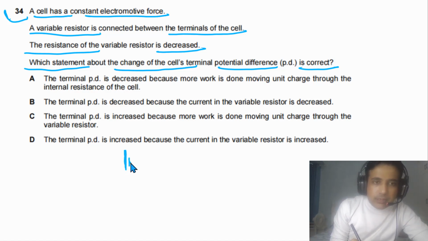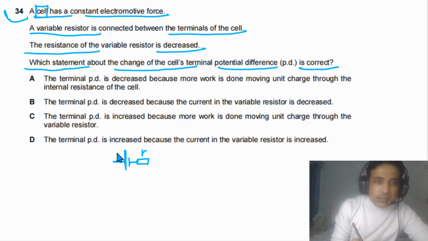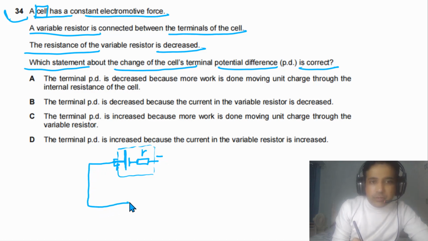So we can sketch a power supply. A power supply has certain internal resistance. So this is our cell with certain internal resistance, because in the question a cell is given to you. So this is the cell, it has internal resistance. We can draw these dotted lines to represent the cell. This is the positive terminal of the cell, and this side is the negative terminal of the cell. And between the terminals of this cell, a variable resistor is connected.